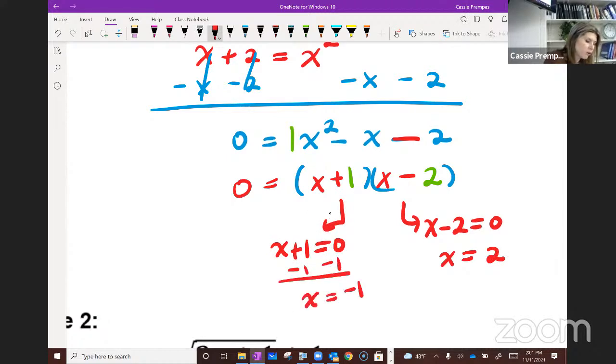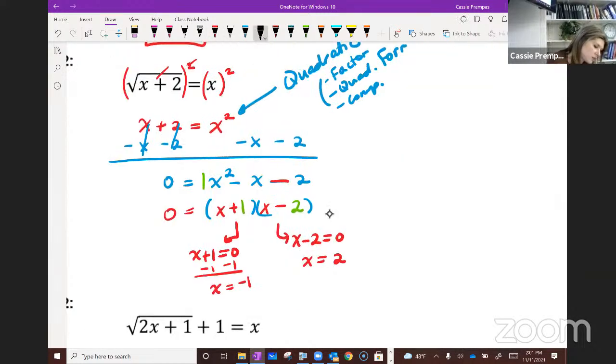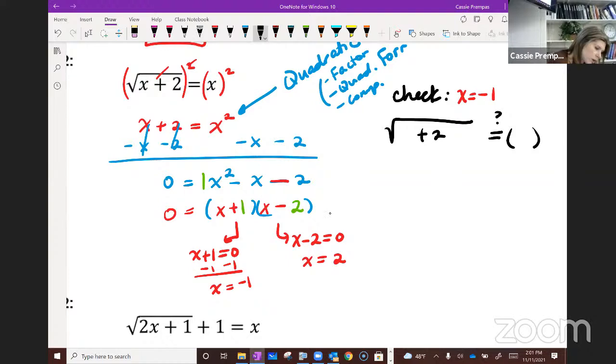What do I need to do before I box it? Check it. Awesome. So I'm going to check it back into the original expression. I'll check x equals -1 first. So I'm going to ask, is the square root of -1 plus 2 really equal to -1? Because I'm plugging this in for x. -1 plus 2 is 1. Is the square root of 1 equal to -1?